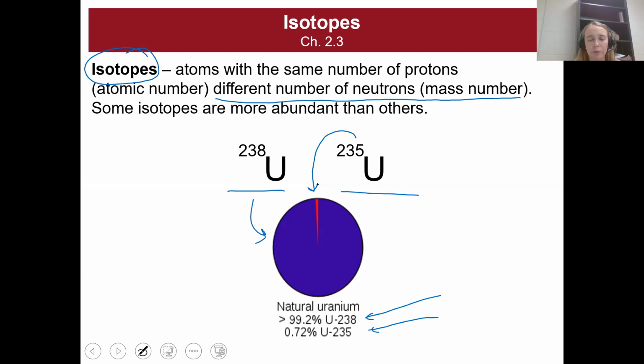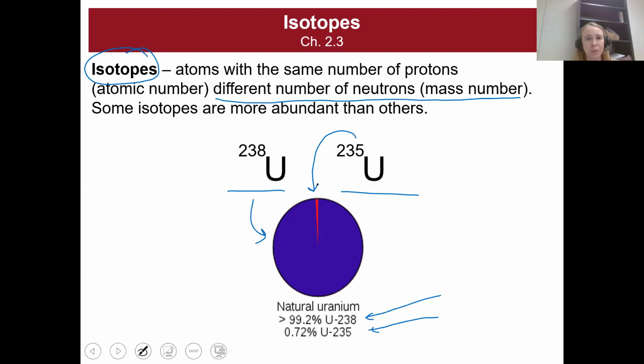Almost all uranium that you find, if you would take some out of the ground, is going to be uranium-238, which, lucky for you, is the less radioactive of the two. It's not the one that's used in atom bombs, so cool. It's good that the dangerous one is the one that's rare and not the safe one.